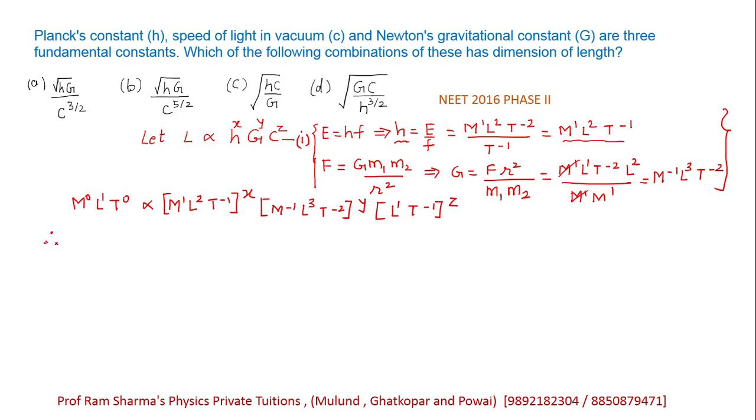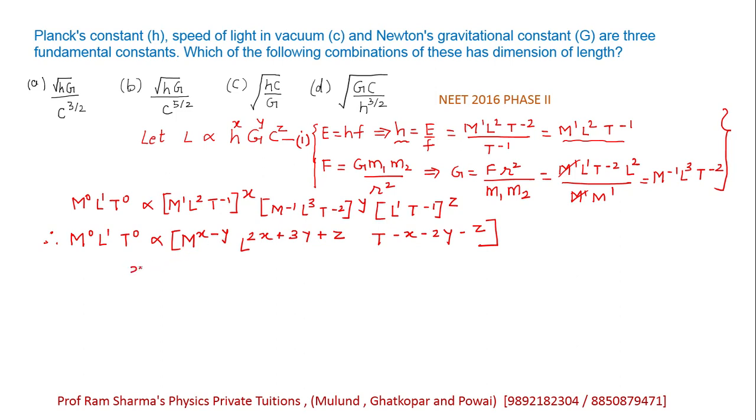If you further solve, you will get M⁰ L¹ T⁰ is proportional to M^(x−y) L^(2x+3y+z) and T^(−x−2y−z), right? Now as usual, let's equate. So the power of M on the left hand side is 0 and the power of M on the right hand side is x minus y.